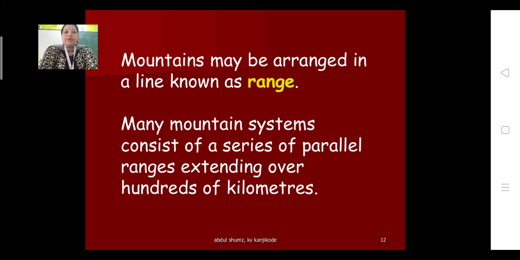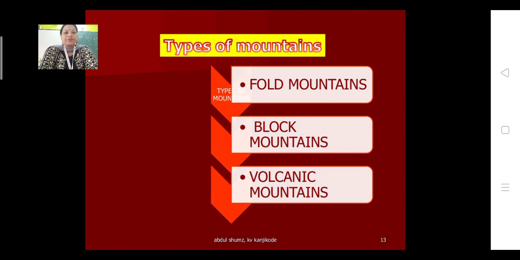Mountains can be arranged in a line called a range, and many mountain systems consist of a series of parallel ranges extending over hundreds of kilometers. So there are three types of mountain: fold mountain, block mountain, and volcanic mountain.